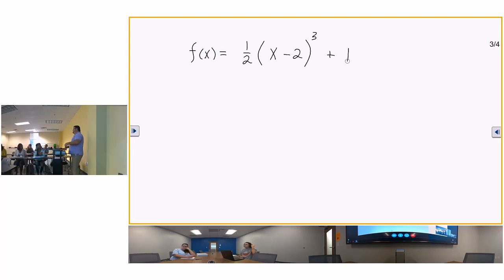1/2 means it's going to be what? It's going to be wider. Yes, because it's between 0 and 1.